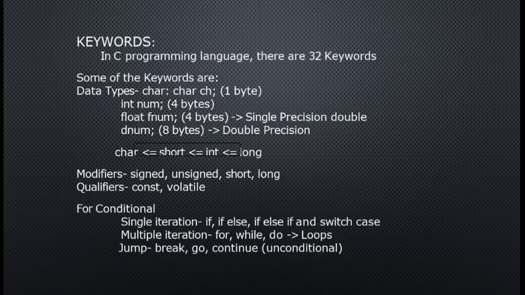Keywords. In the C programming language, there are 32 keywords. Some of the keywords are data types: char 1 byte, int 4 bytes, float 4 bytes single precision, and double 8 bytes double precision, with char, short int, and long.